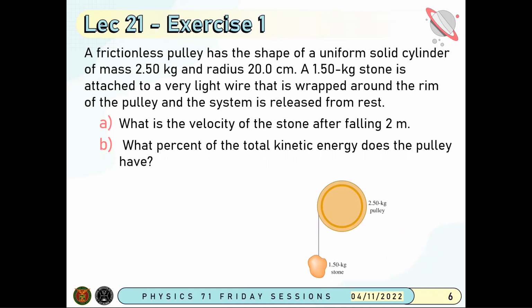Okay, examples or exercises. And I suggest that you answer this as we go on. So hindi yung makikita nyo na agad yung answer or tutuloy-tuloy na yung video. Pero I suggest na sagutan nyo muna or pause nyo muna yung video. Then answer it on your own and then find out if you're right or wrong. Okay? A frictionless pulley has the shape of a uniform solid cylinder of mass 2.5 kilograms and a radius of 20 centimeters. Ito yung pulley. Meron siyang radius.